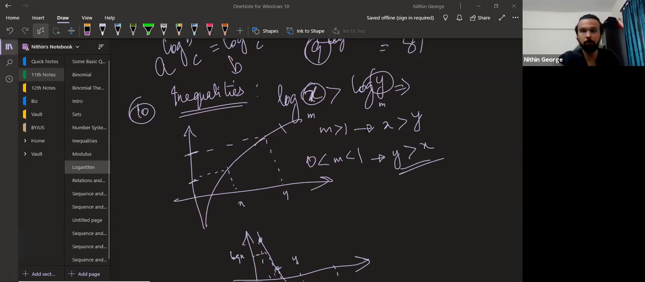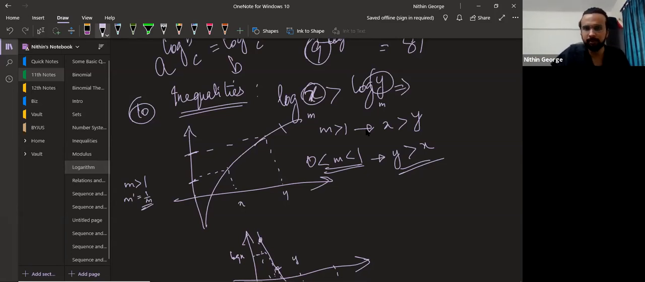As a quick proof, we are saying m is a quantity between, okay, let m be greater than 1. If m is greater than 1, I'm defining an m dash, which is 1 by m. What can you say about that? Let m be any value greater than 1. What can you say about m dash? M dash is between 0 and 1, right?